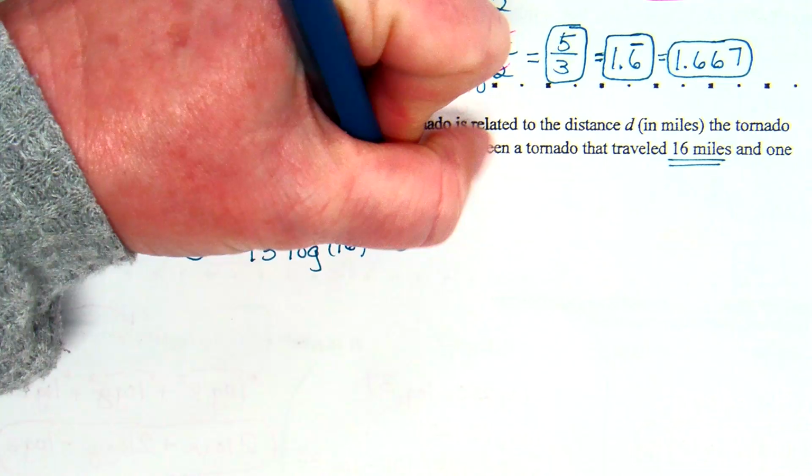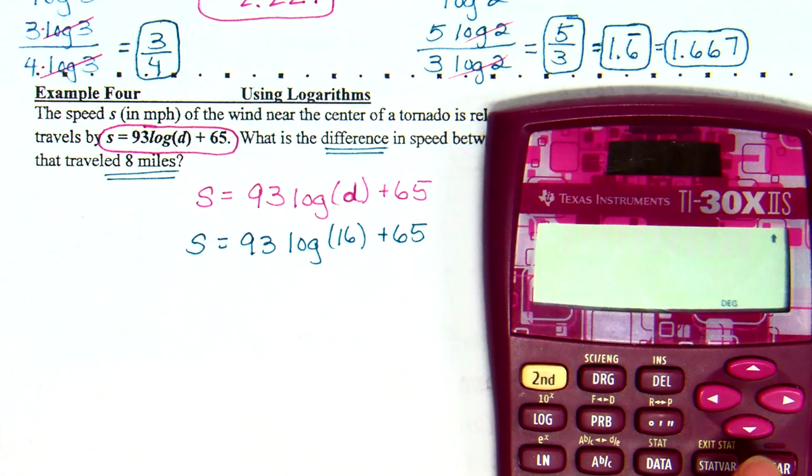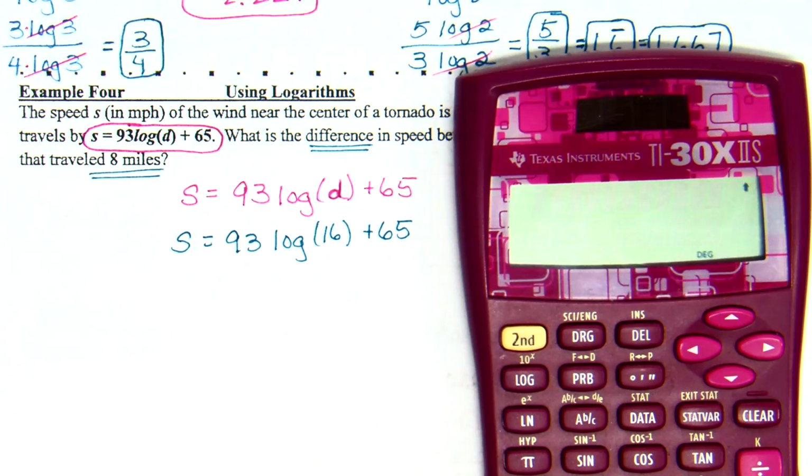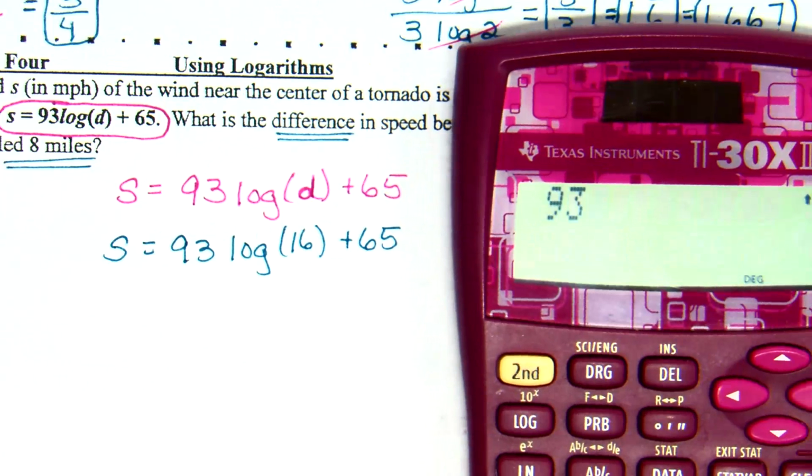Now, my calculator, I can enter this all at once. I don't have to take steps. Depends on how your calculator works, but I don't have to take steps. I can say 93 times log of 16. On my calculator, I don't even have to hit times. My calculator just knows if I don't enter, it's going to assume times. So 93 log 16, close your parentheses, plus 65. And I have this number for the first one. 176.983 approximately. That's a speed, so it's miles per hour.